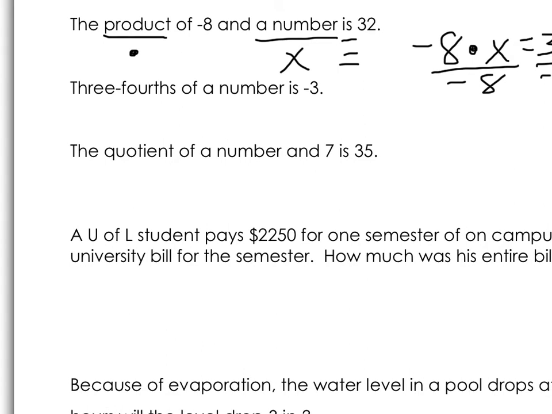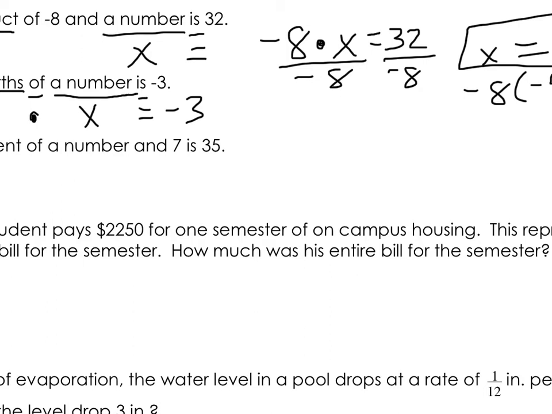3/4 of a number is -3. So 3/4, we know that's just the fraction. Of means multiply. A number, we have to decide how to represent our number. Let's call it x. Is equals -3. So 3/4 times x equals -3. We need to get x by itself.